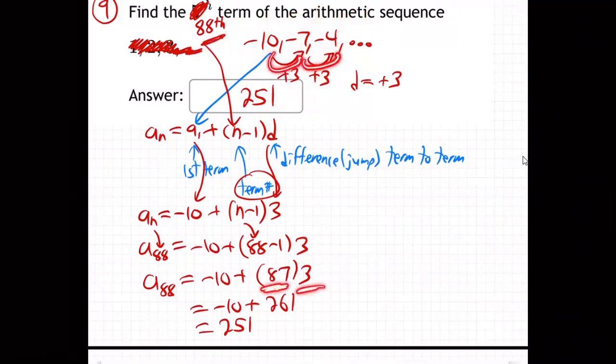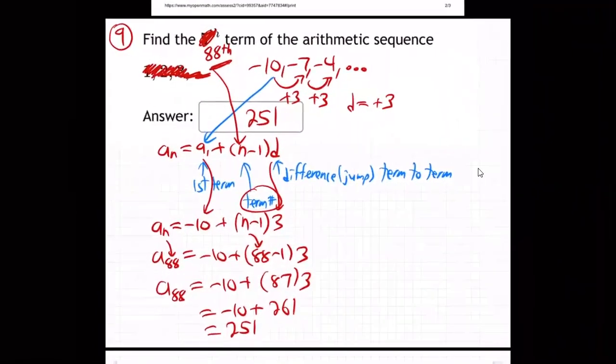Each jump is 3, right? Goes up by 3, up by 3, 87 times from the first term to get out to the 88th. So that makes sense. And there it is, 251.